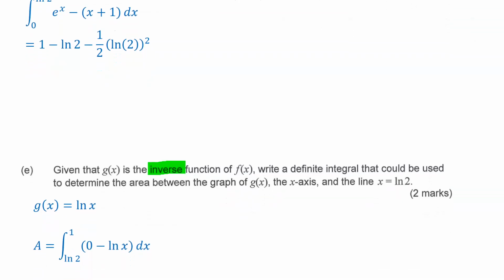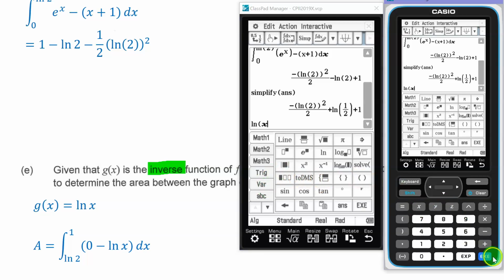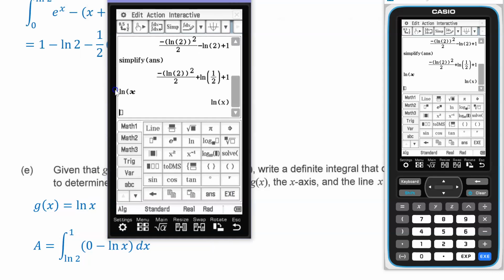And then part E, given that g(x) is the inverse function of f(x). Now, that's a syllabus dot point that the inverse of the exponential function is the natural log function, so we know that g(x) is log x here. We've got to write a definite integral that could be used to determine the area between g, the x-axis, and the line x = log 2. Let's have a quick look at that again on our ClassPad. So if we have the natural log of x, and what was the other function there? Yeah, the x-axis, right.